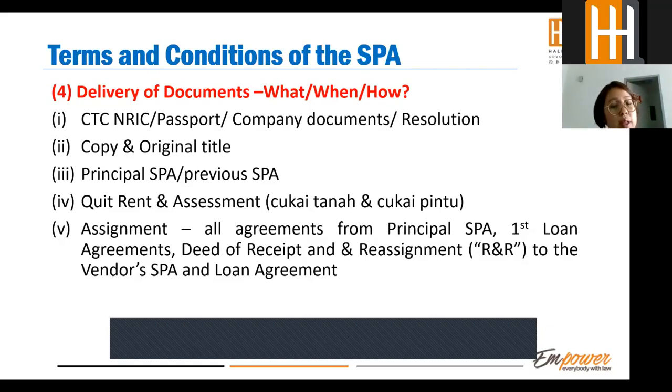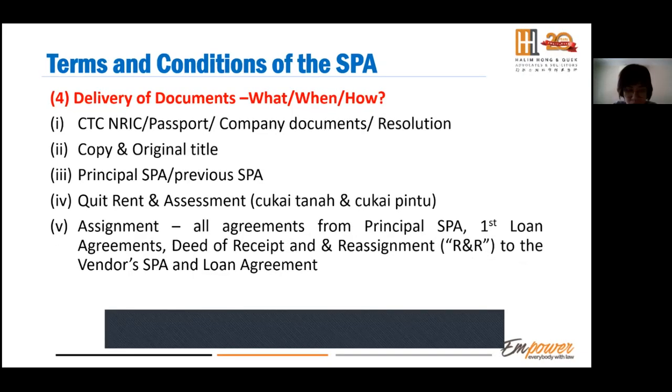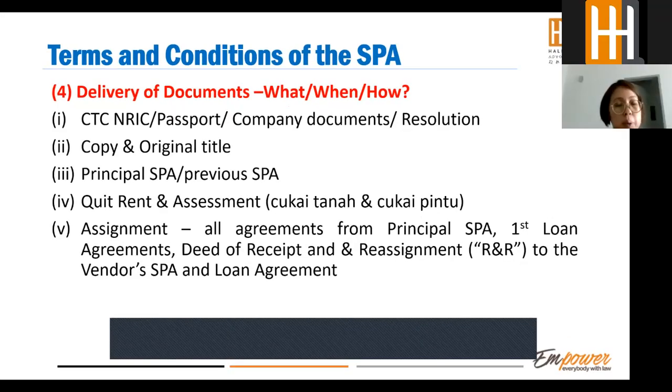So the CTC, the vendor definitely has to deliver to the purchaser. The title only is from the vendor to the purchaser or to the purchaser's lawyer. Principal, quit rent, and assignment, all of those are from the vendor to the purchaser's lawyer or the purchaser. Okay.